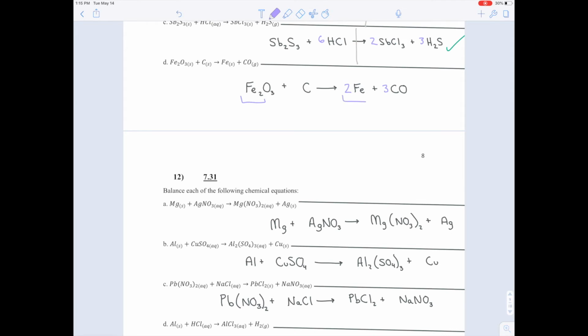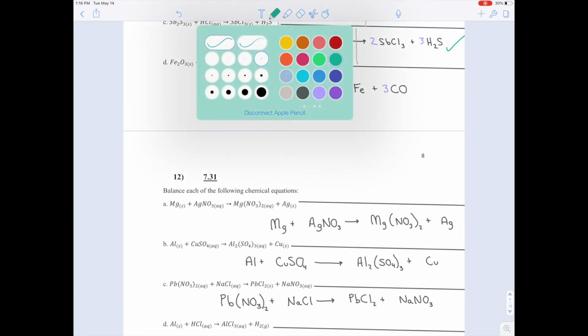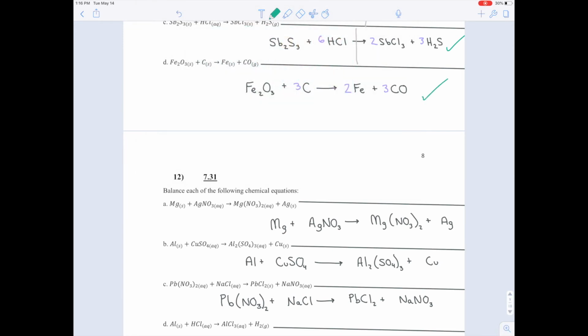So we have 2 irons on the left, 2 irons on the right. So those are balanced. 3 oxygens on the left, 3 oxygens on the right. So those are balanced. How about carbon? We have 1 carbon on the left and 3 carbons on the right. So what can I multiply the lower number by to get the larger? 3. 3 times 1 will give you 3. So let's just go back, check one last time. 2 irons on the left, 2 irons on the right. Those are balanced. 3 oxygens on the left, 3 oxygens on the right. Those are balanced. 3 carbons on the left, 3 carbons on the right. Those are balanced. All of the elements are balanced, so this whole equation is balanced.